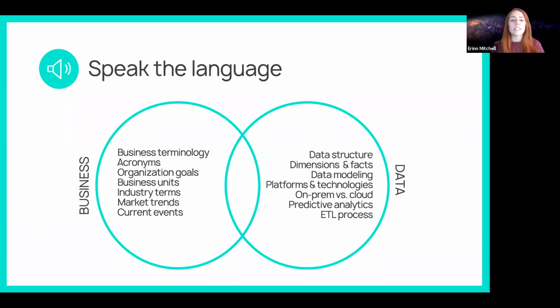On the other side, it's the data structure, dimensions and facts of the data, data modeling, platforms and technology, on-prem versus cloud, predictive analytics, the ETL process, the list goes on. So if you don't understand that and know what to ask for, then you won't be able to meet those business requirements that you're getting from the users or consumers of the data.